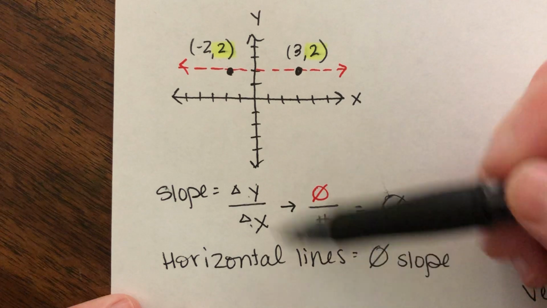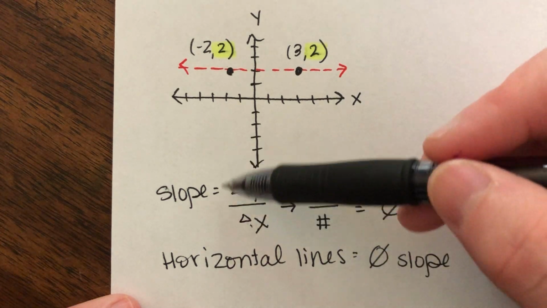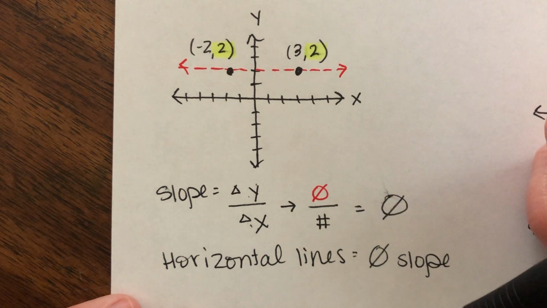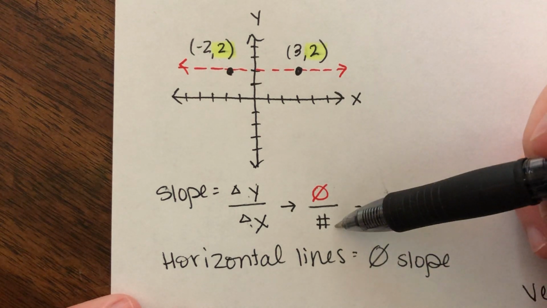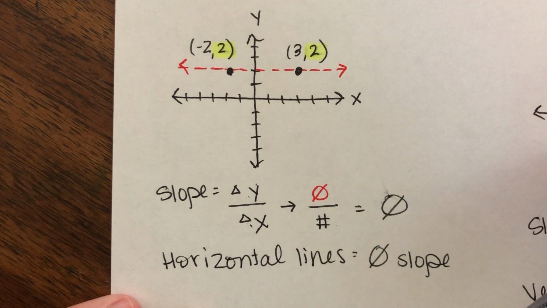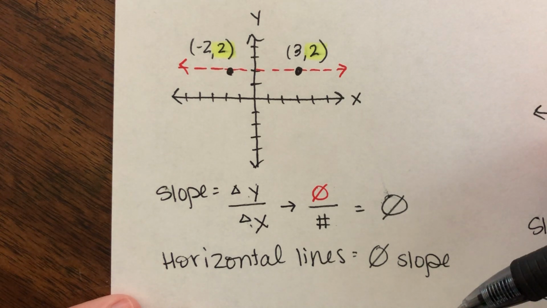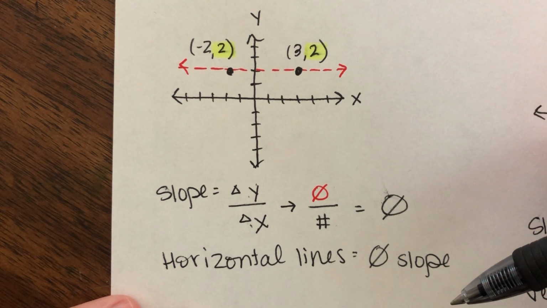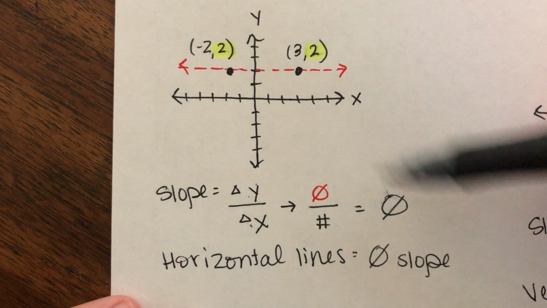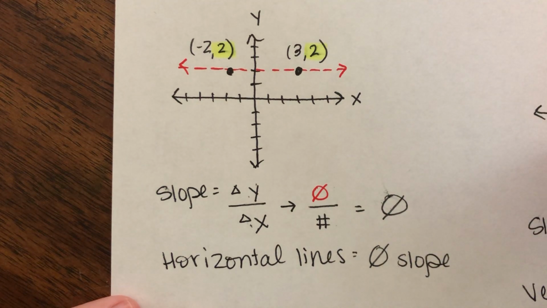So in a horizontal line, there is no change up or down. There's no change in y, so there's 0. That goes on top of our fraction. So 0 divided by any number is just 0. So the slope of any horizontal line is always 0. So if something says, what's the slope of a horizontal line? Or use the slope of a horizontal line, blah, blah, blah, it's always going to be 0. You don't have to know any details. Horizontal line, 0 slope, done.